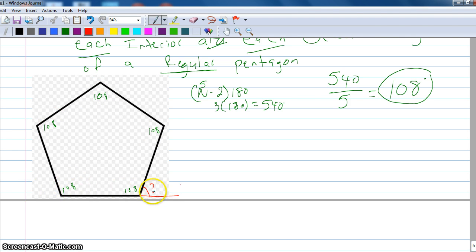Now the tricky part is to find this one, because this is an exterior angle. How do you find an exterior angle? 2 ways. Either you put 180 minus 108, which you may forget, or how many degrees is around all the time? 360. Exterior. How many angles are there? 5. So 360 divided by 5. And that gives you 72 degrees. So each interior is 108. Each exterior is 72.